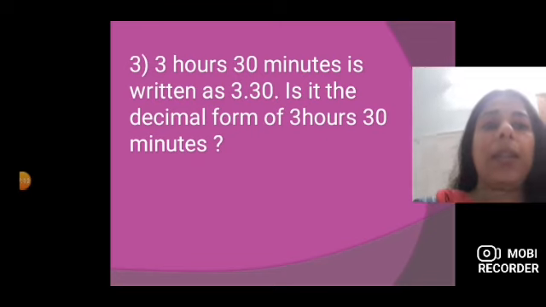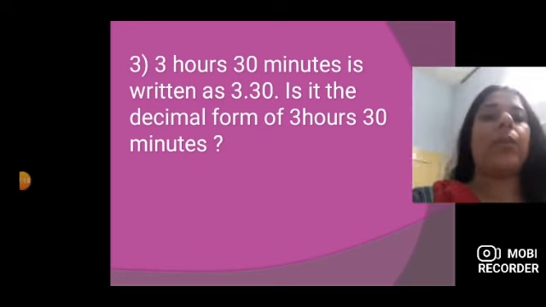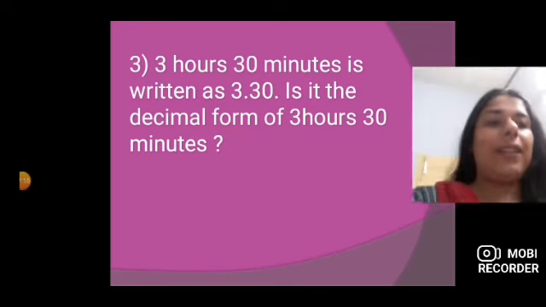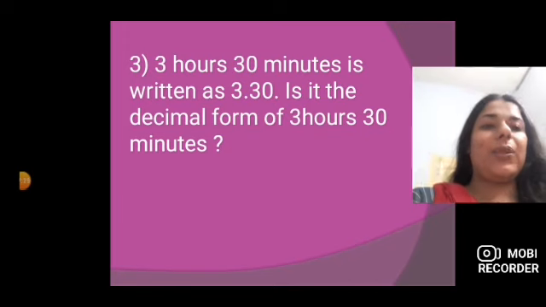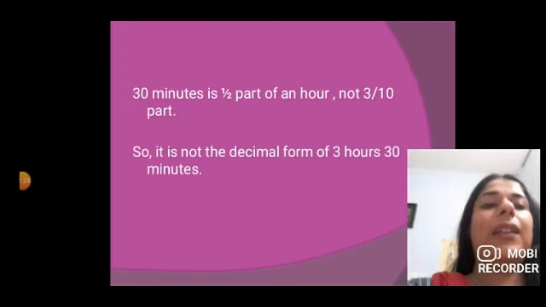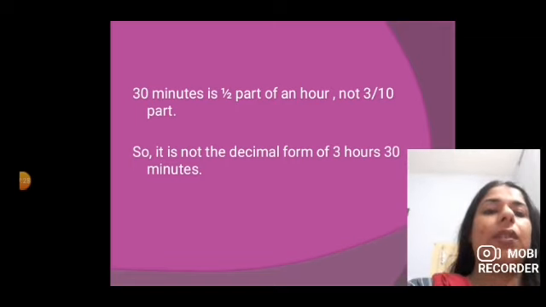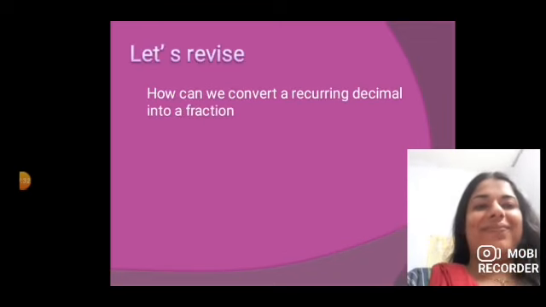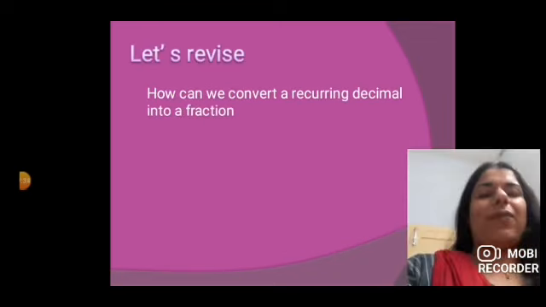3 hours 30 minutes is written as 3.30. Is 3.30 the decimal form of 3 hours 30 minutes? Look, the answer: 30 minutes is half of an hour, not 3 by 10 part. So it is not the decimal form of 3 hours 30 minutes. I have done this just for fun, okay?